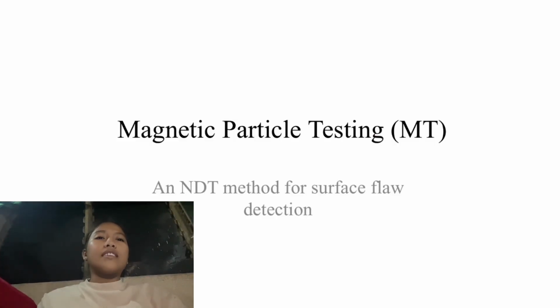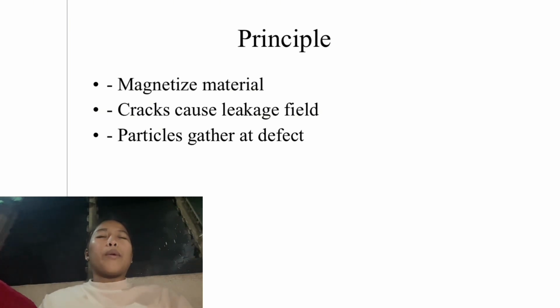Magnetic particle testing, also known as MT, is one of the NDT methods that helps detect flaws in metals without causing any damage to the material. The principle behind MT is that when a material is magnetized, cracks or flaws will interrupt the magnetic field and create a leakage. When we apply magnetic particles, they gather at the defect, making it visible to the inspector.